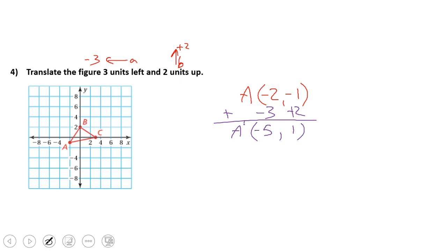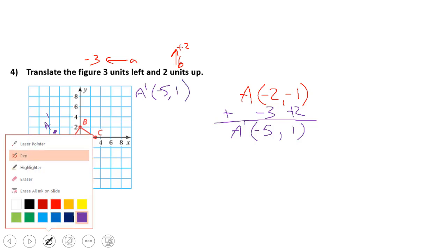So my A prime location is -5, 1. So if I go over to -5 and up 1, I would be right here. That's where A prime should be. And sure enough, if I start right here at A, and I go 3 left and up 2, I would end up right there. Outstanding. Works both ways. So A prime is -5, 1. Okay? Now let's go to B prime.